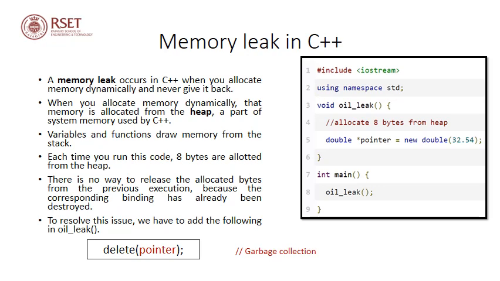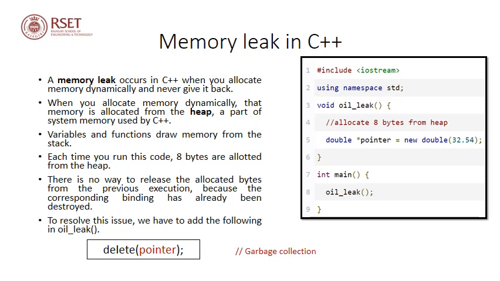Next time when you call the function oilLeak, this particular statement will get executed again, and the pointer will now point to another 8 bytes of memory location. Notice that the previous binding is destroyed and there is no way to release the previously allocated 8 bytes of memory. So each time you keep on calling this program, 8 bytes of memory will be utilized and will never be freed, which causes memory leak.